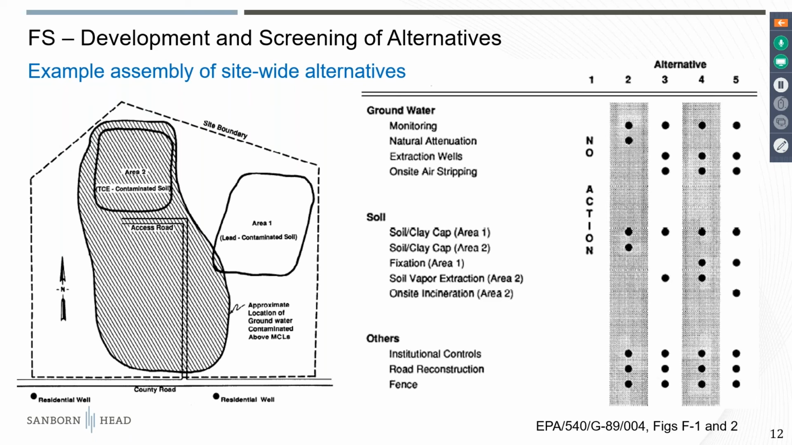In this example, there's the no action alternative. And then as you march across from left to right, the combinations get increasingly more aggressive. So in this case, alternative 5 is the most aggressive. It includes things like on-site incineration. That's kind of dating how old this example is. You don't really see that anymore. But the point is that this example is intended to show a range of alternatives from the least aggressive to the most aggressive.